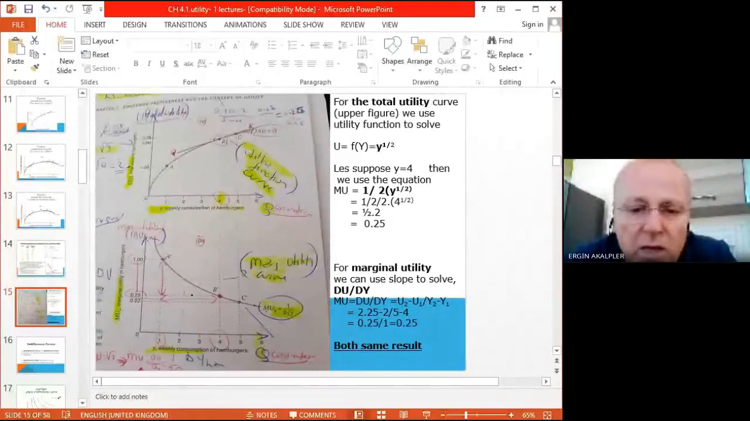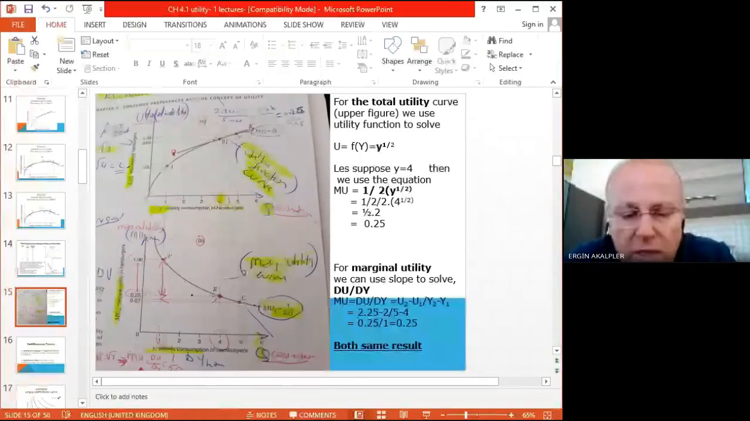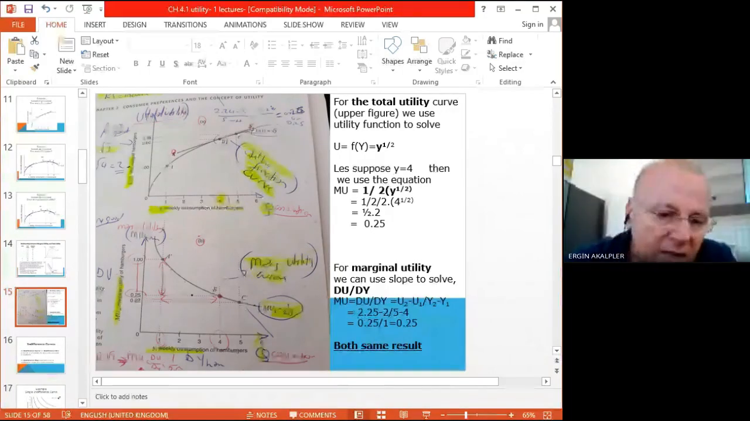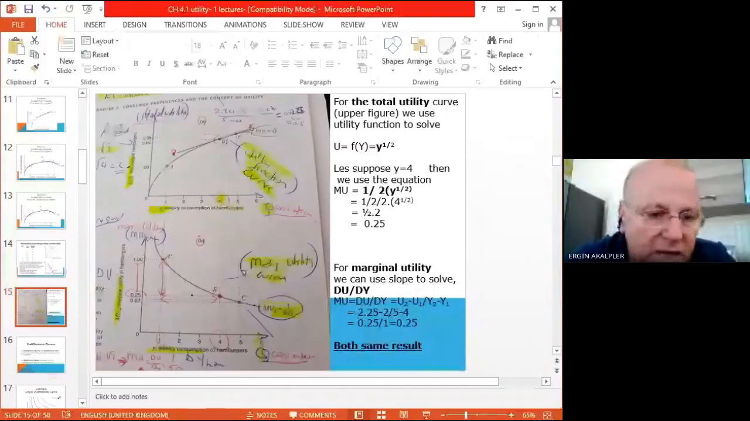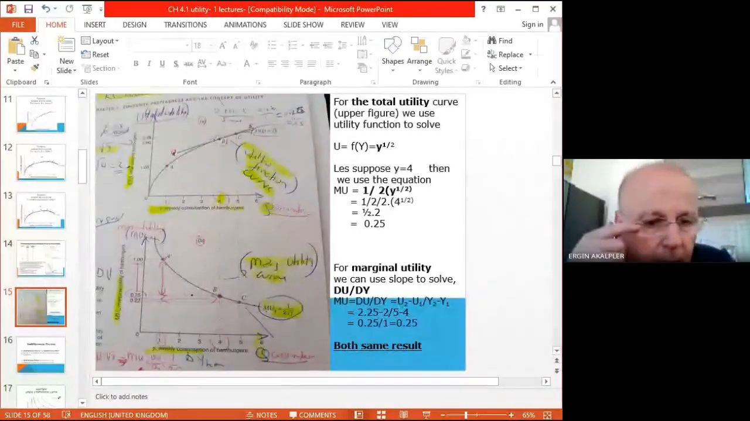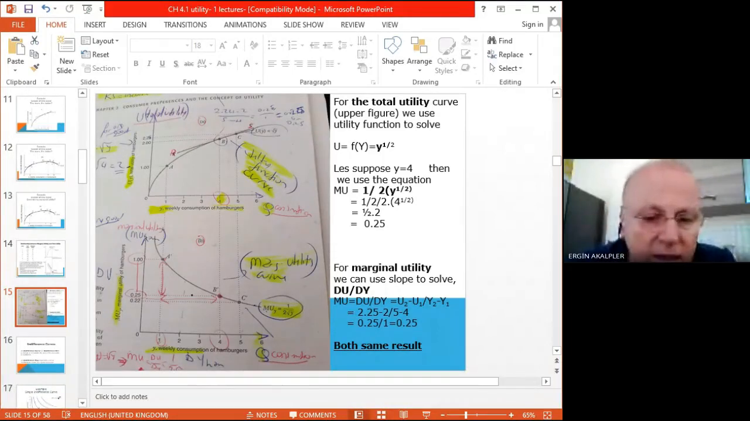Okay, then the marginal utility in the below part, as I have given to you, is supposed to be the slope, because between 2 points on a nonlinear curve you will have this slope. And here we have again as a marginal utility delta u over delta y. This is given here as u2 minus u1 over y2 minus y1 on the graphic, where u2 is supposed to be 2.25 and u1 is 2.